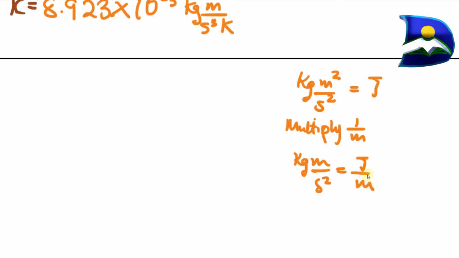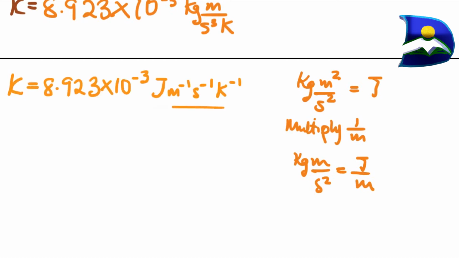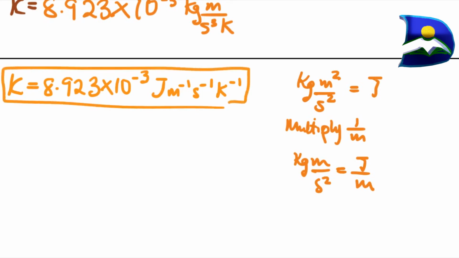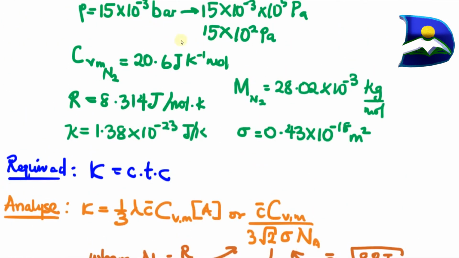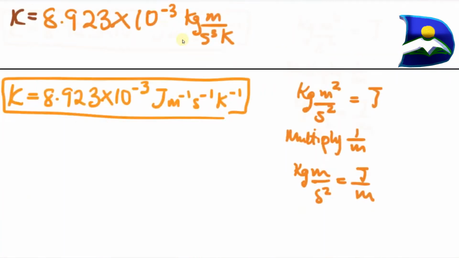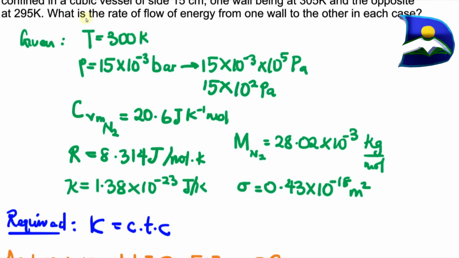And so therefore we have our new expression for our specific thermal conductivity to match the unit conversion. This is the answer for the thermal conductivity of nitrogen gas at that particular temperature. And in this case we are given a specific pressure. And so the other question in here is related to what is the rate of flow of energy from one wall to the other in each case.